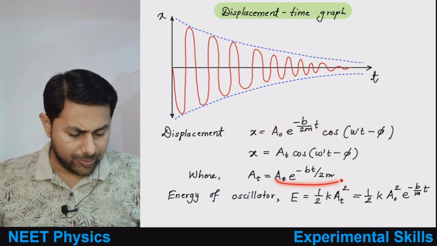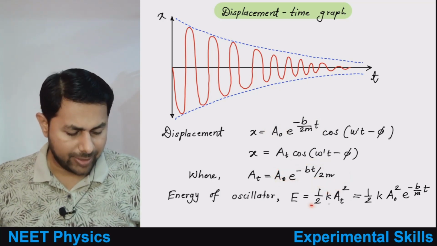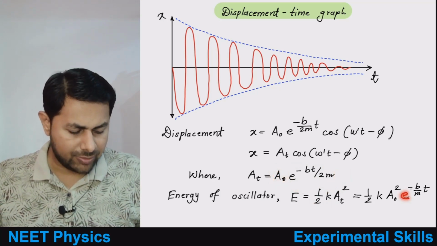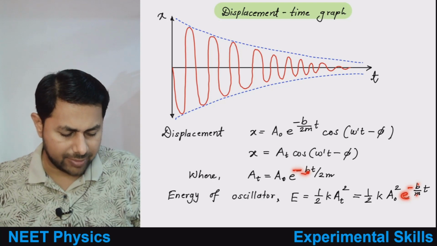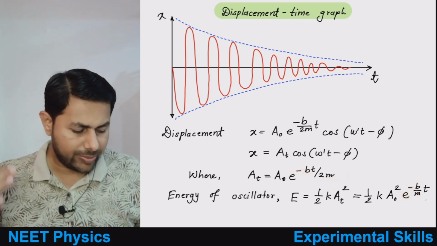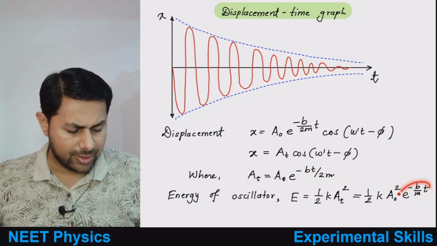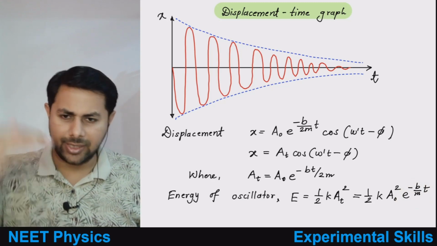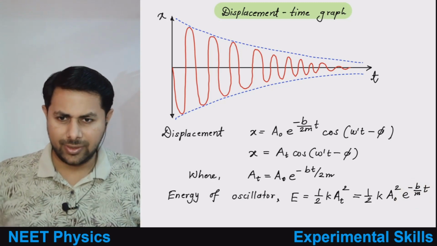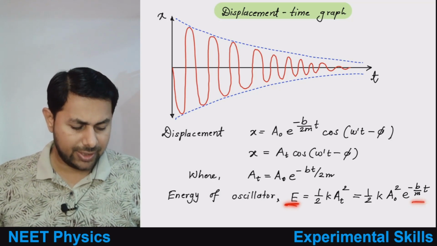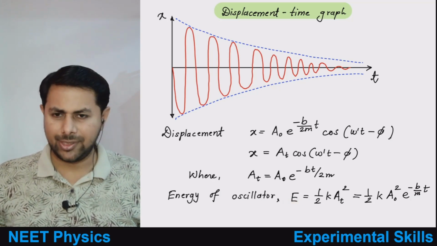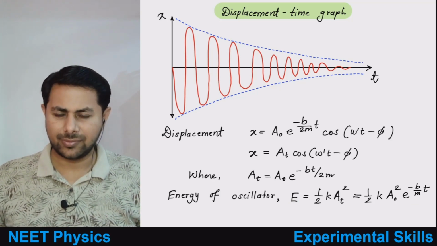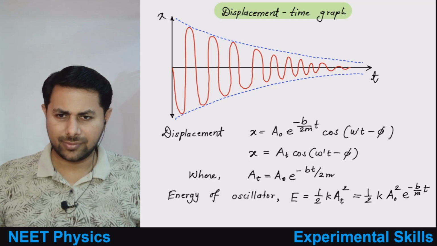So if you put it in this formula, what will you get? Half of k multiplied by a naught square times this term square. That means e raised to minus b by 2m times t, and the square of that would be e raised to minus b by m times t. So the key point is it falls exponentially. The energy or the amplitude falls exponentially. Is this thing clear? Tell me, right?